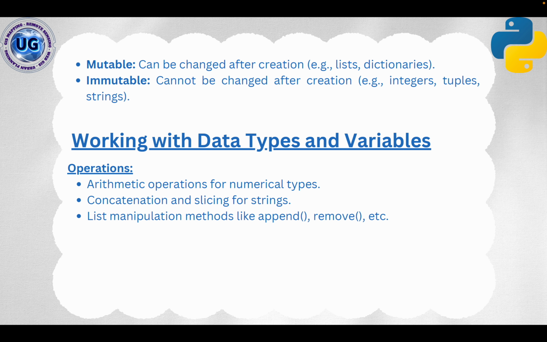Operations. Arithmetic operations for numerical types, concatenation and slicing for strings, list manipulation methods like append, remove, etc. These can also be used in lists and dictionaries. We will practice these operations with dictionaries, but arithmetic operations like plus and minus can be performed on the basic data types also.